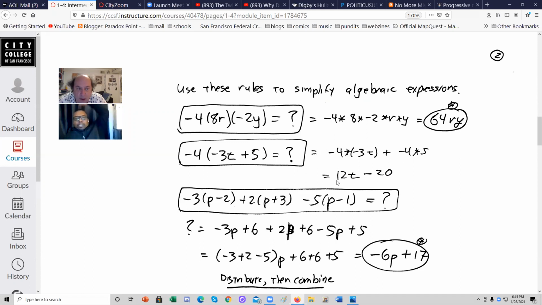Why did you put the 3t in parentheses and not the 5? Okay, I could if I wanted to. You're right.